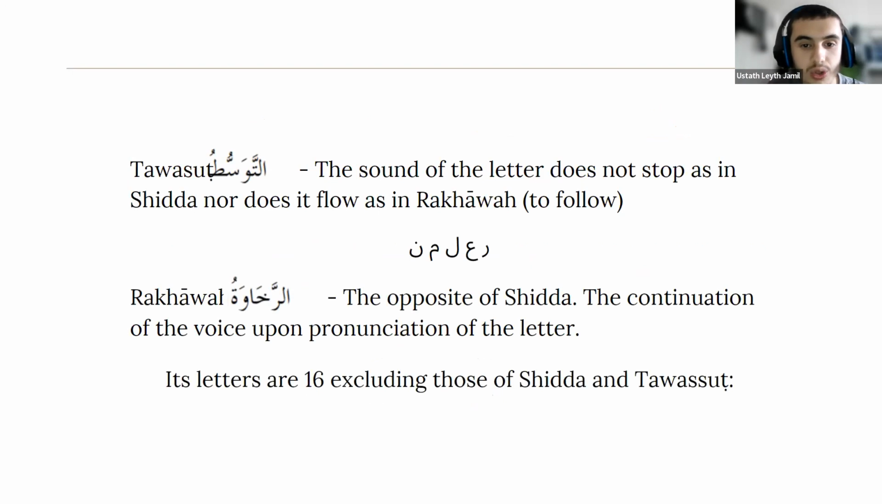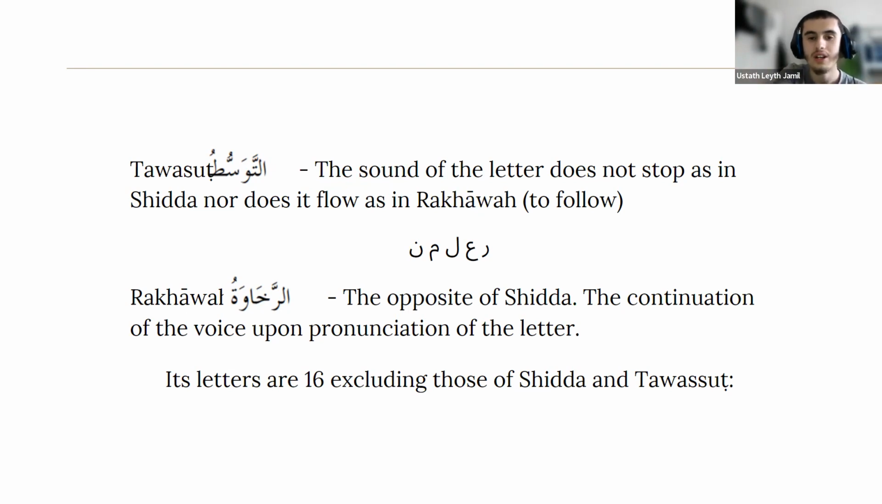And now we've got the tawassut. So the letter does not stop as in shidda, nor does it flow as in rikhawa. So the letters are ra, ayn, lam, meem, and noon. So these are all the letters. This is quite hard to explain, this tawassut. I mean, they put this in the simplest way possible. The sound of the letter does not stop as in shidda, nor does it flow as in rikhawa. So you don't stop on these letters.